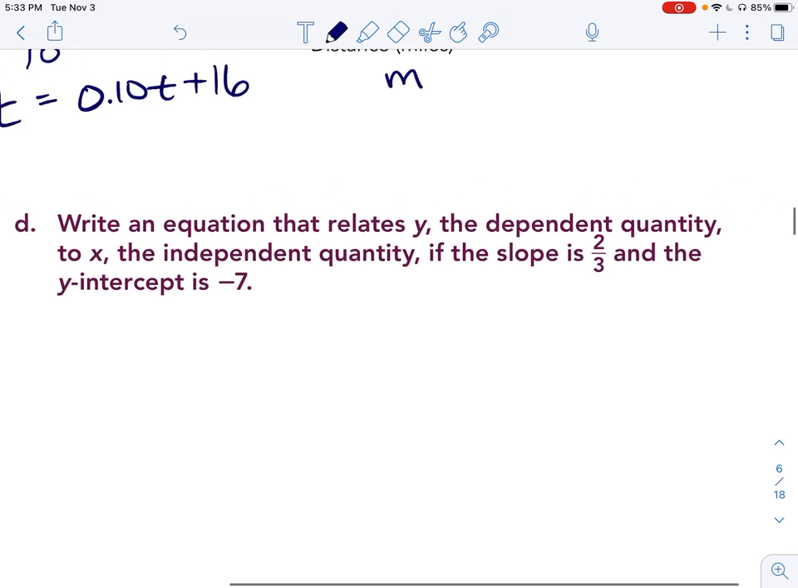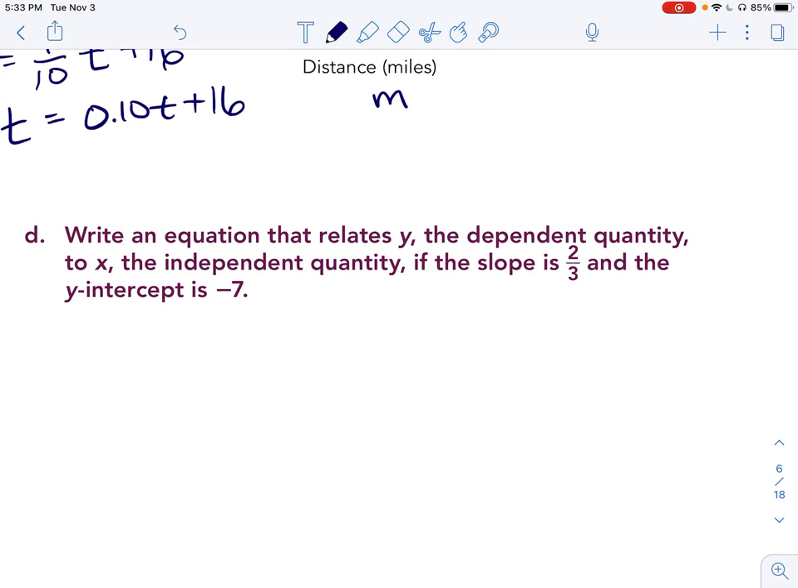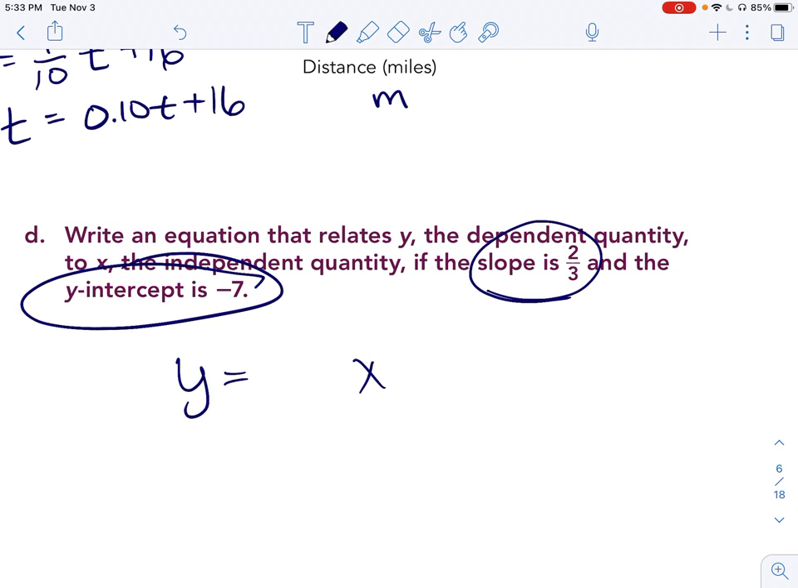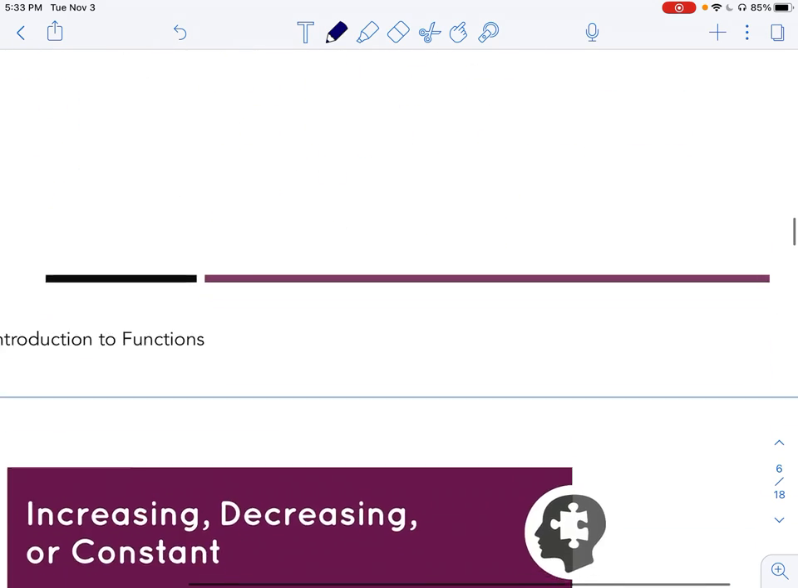Okay, so this next one, oh, this one's simple, Simon. Look at this. Write an equation that relates y, the dependent, and x, the independent, if the slope is this and the y-intercept. They already give it to you. 2/3 x minus 7, sorry.